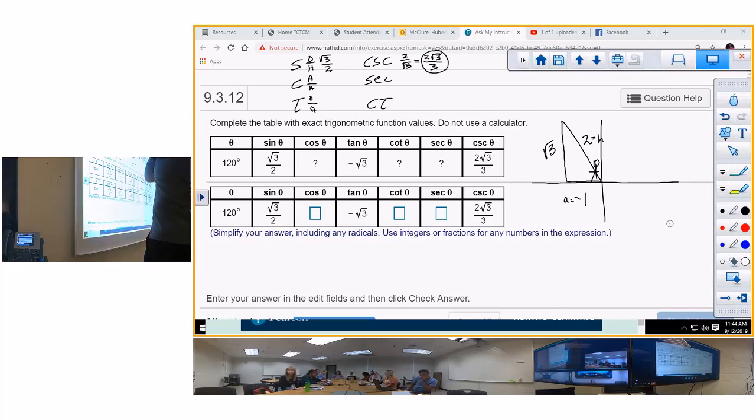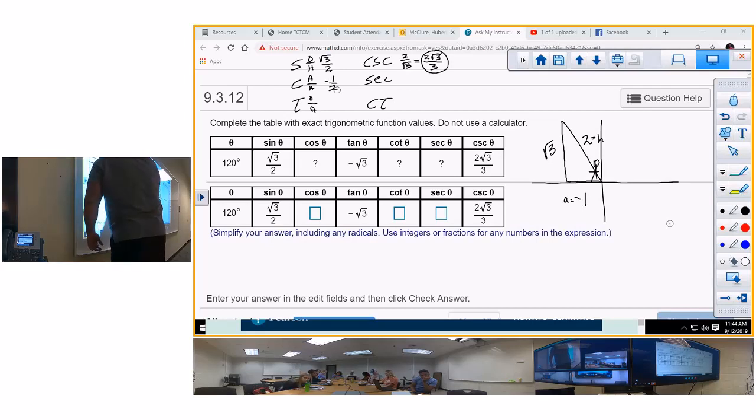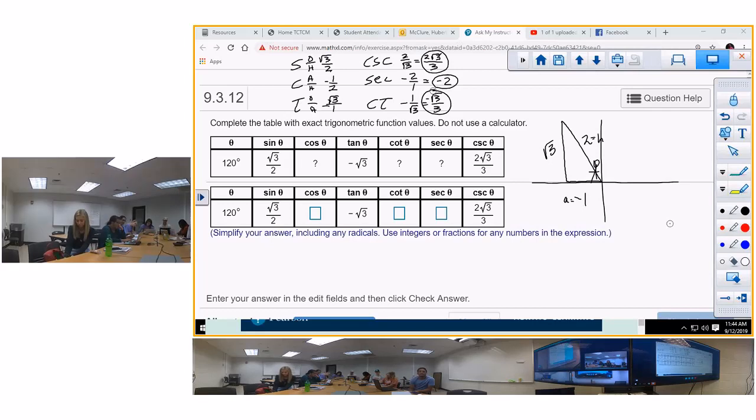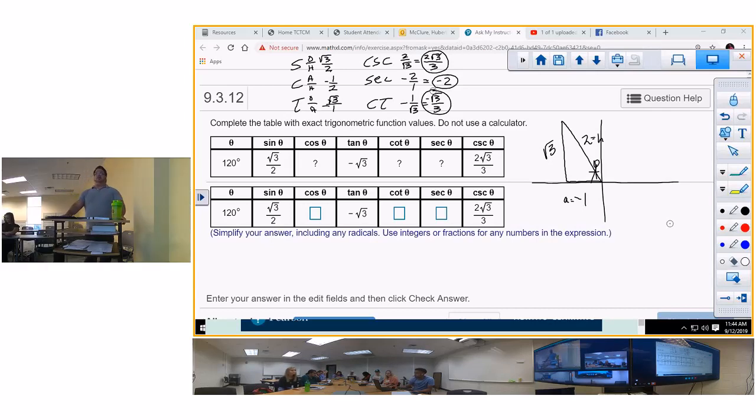Adjacent, negative 1 over 2. Negative 2 over 1 or negative 2. Of square root of 3 over 1. So negative. And then, of course, if you flip it, you get negative 1 over square root of 3, which is equal to square root of 3 over 3. Now, again, it takes a little bit of extra time, but I don't know about y'all. I would much rather roll it out like that than have to try to memorize it.